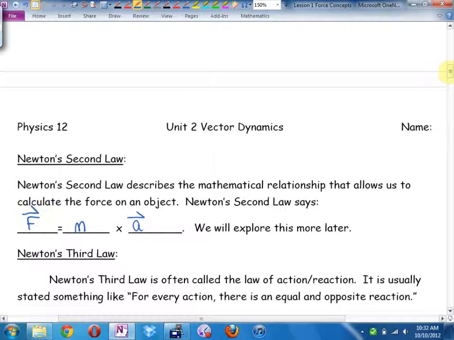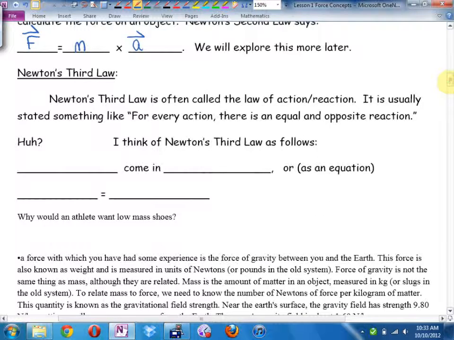Newton's third law. This is often called the law of action-reaction, and it's usually said something like, for every action there is an equal and opposite reaction. What? I find that terribly confusing. I think of Newton's third law as follows. Forces come in pairs. You cannot have a force by itself.